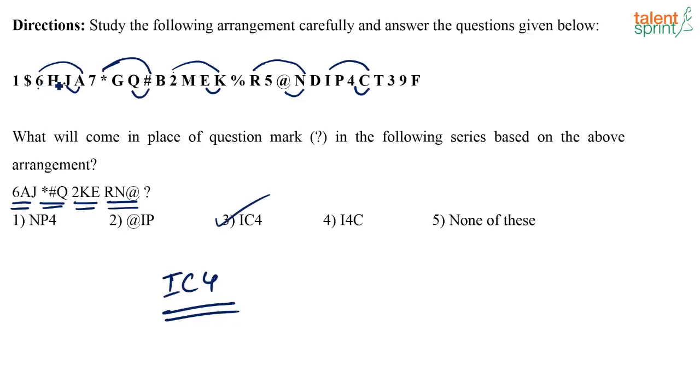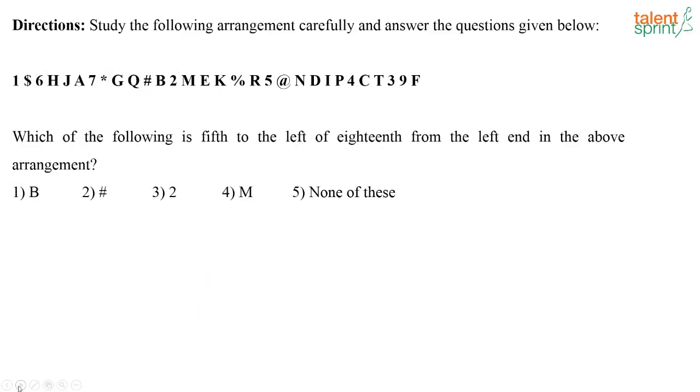Basically you take one element, you skip 2 elements, take the next one, then go back once. So that's the pattern that's been followed. So here you will have I, then you skip 2 elements, you go to C, take C and then come back one step. 4.